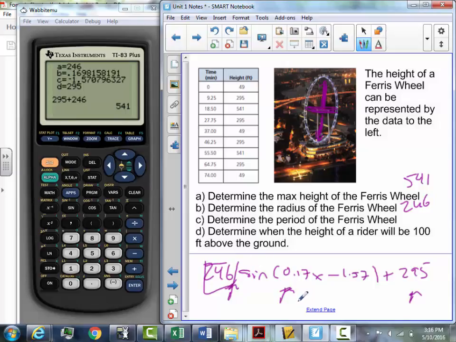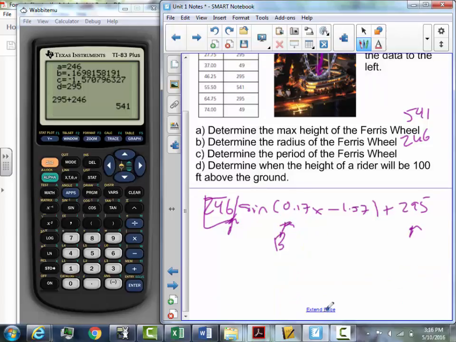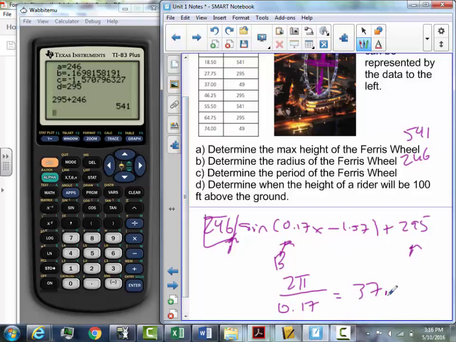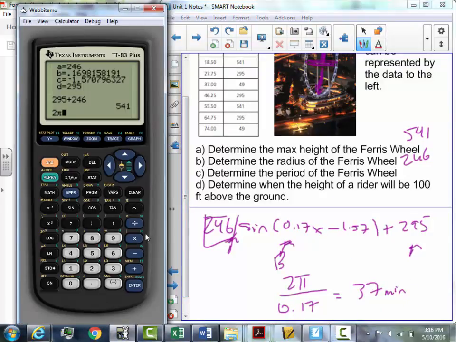How do you find the period? Well, this second number right here, we call that the B value. It itself is not the period, but to find the period, you just do 2 pi divided by that number, which was like 0.17. I got 37 minutes. It looks like 2 pi divided by the whole number. You did the whole number? Yeah. I'll do like 1698, I guess. Yeah, 37 minutes.